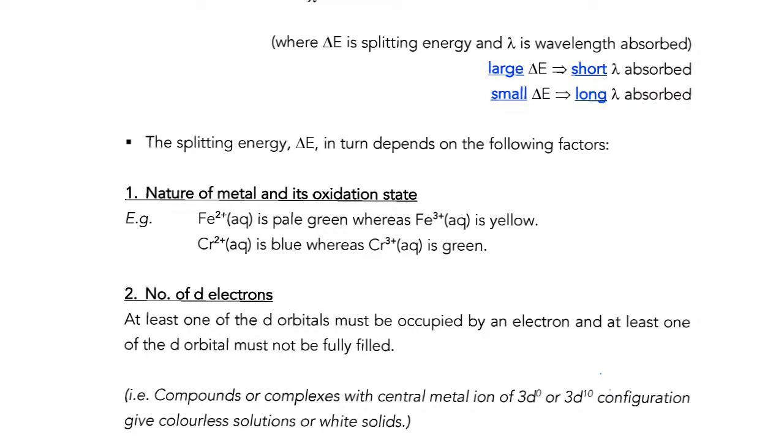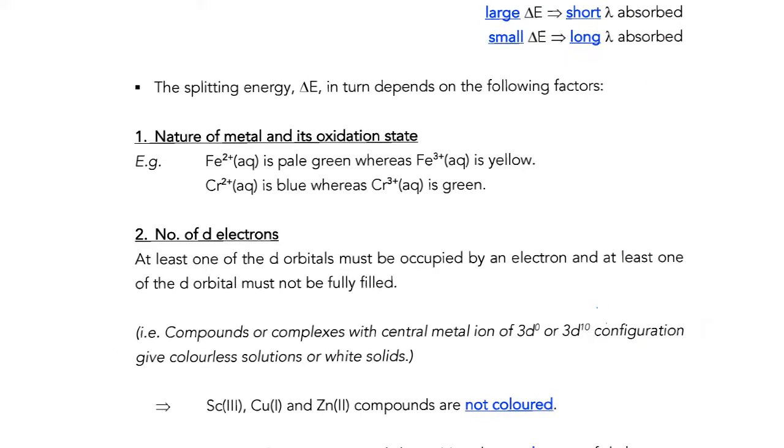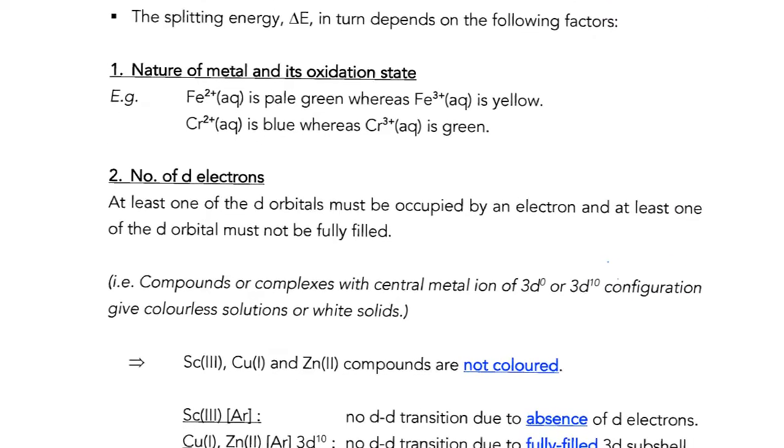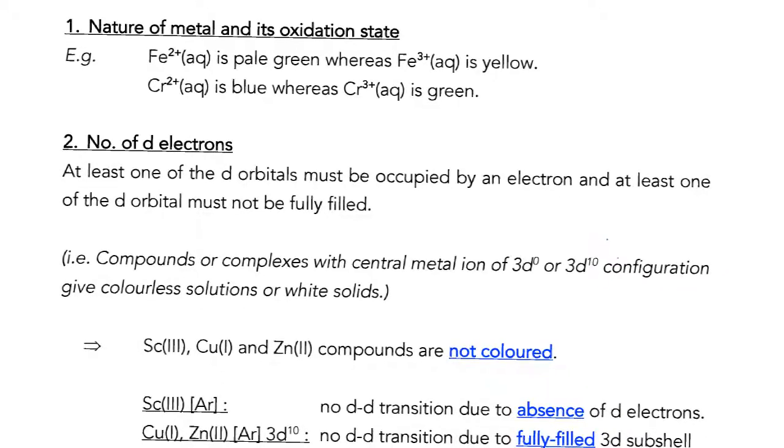So basically, if you have complexes with a 3d0 or 3d10 electronic configuration, these will be white solids, because if you don't have 3d electrons, it's not possible to have a d-d transition. If you have a fully filled d subshell, there is also no d-d transition, because the electrons from the lower group cannot go up to the higher energy group, as there is a lack of space. So this tells you why copper(I), scandium, and zinc compounds are not colored. So that covers the color here.